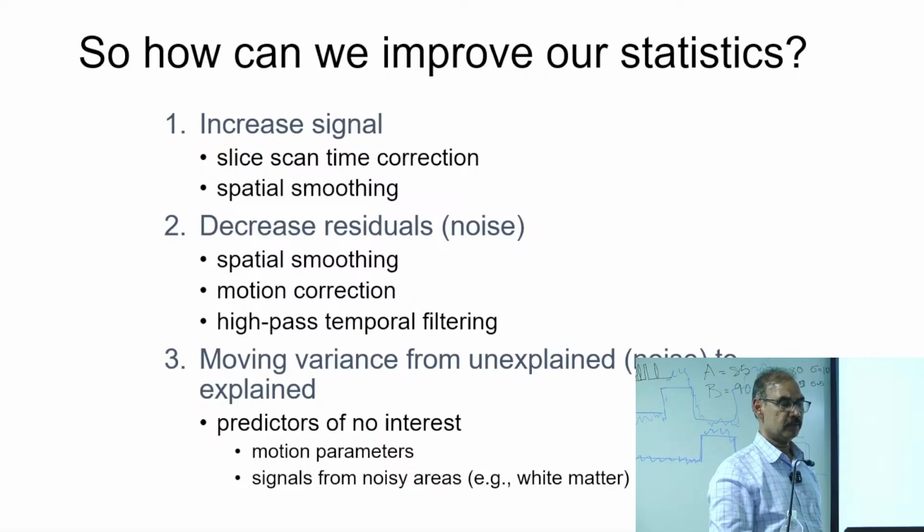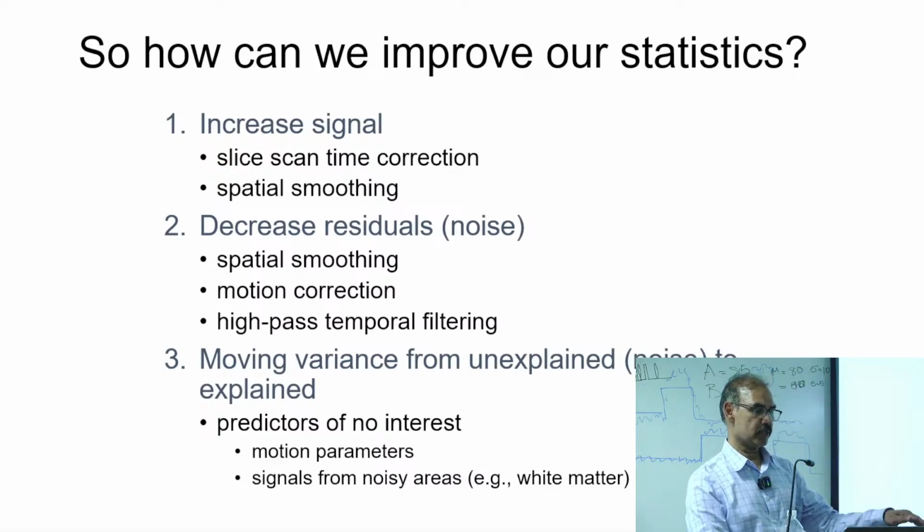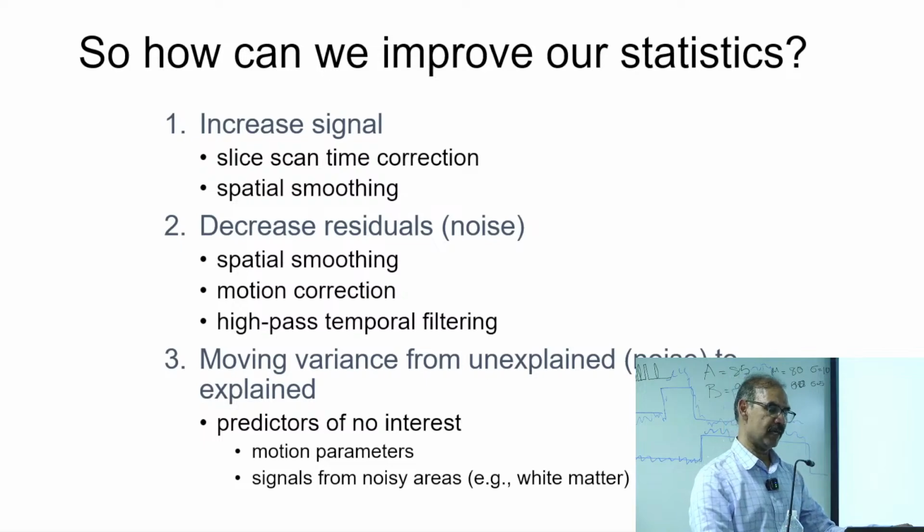the other way is to reduce the residual noise, right? And that can be done using motion correction, spatial smoothing, high pass temporal filtering. Again, high pass temporal filtering would simply get rid of the low frequency noise component. Also moving variance from unexplained noise to explained, right? Predictors of no interest, like motion parameters, signal from noisy area, white matter, CSF, and so on, right?